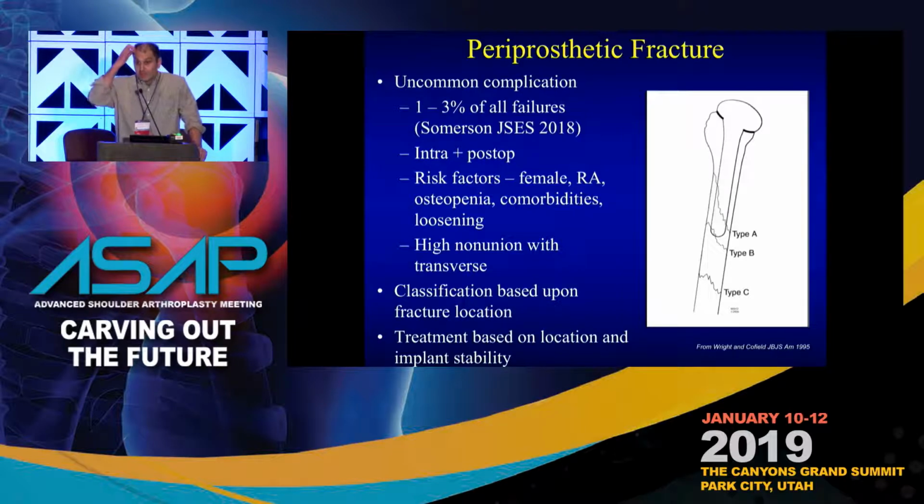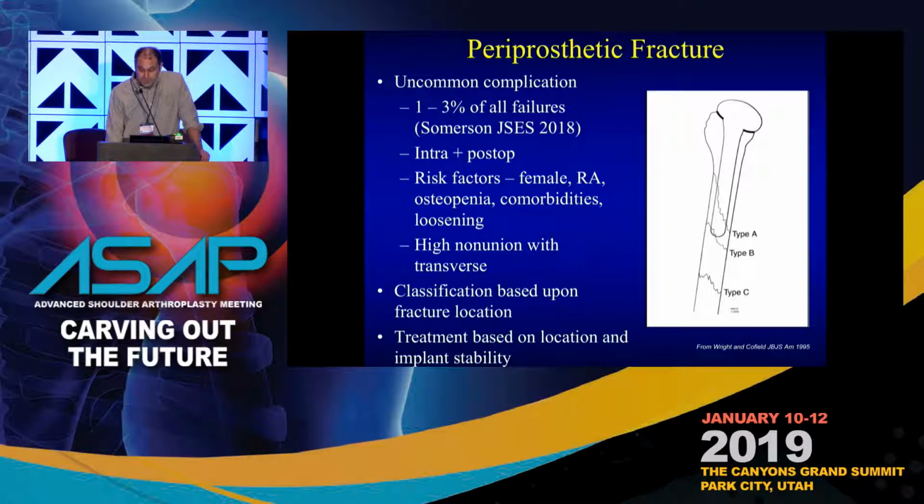So we know that periprosthetic fractures in general are an uncommon complication, but can be really challenging to treat. They're about 1 to 3% of all failed arthroplasties, evenly distributed between anatomic and reverse. We know intraoperatively these can occur from surgeon error or during revision arthroplasty, and postoperatively they're secondary to trauma. Risk factors include female sex, poor bone quality, implant loosening. We also know there's a high non-union rate, oftentimes with transverse fractures, that should probably be treated early with surgical intervention.